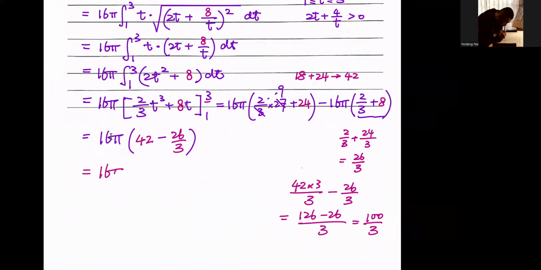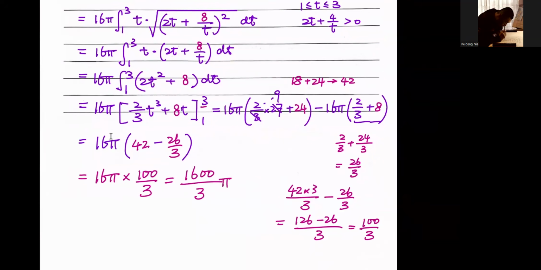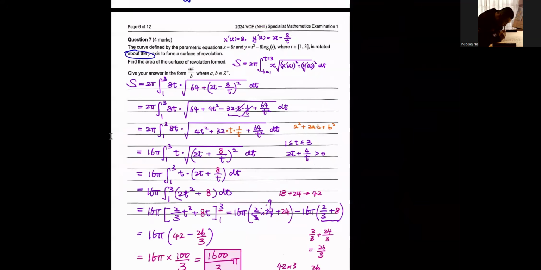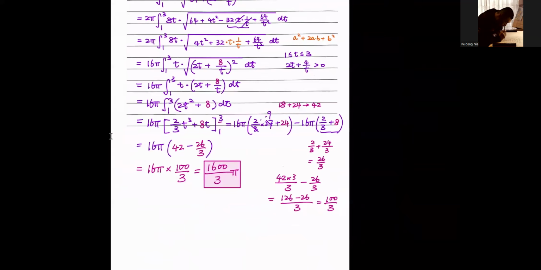So this should actually be 16 pi times 100 over 3. This is a much nicer number. 1600 divided by 3. Don't forget your pi, okay? And that is the surface area. Yep, A equals 1600, B equals 3. So that is the final answer.